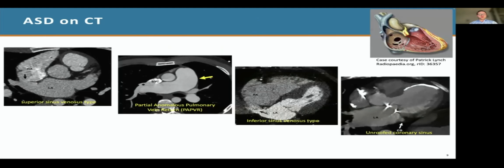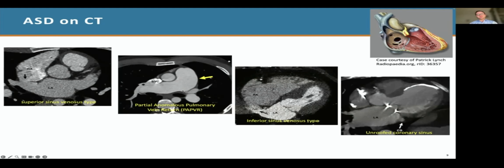So let's look at how different ASDs look on cardiac CT. On the left, you can see the superior sinus venosus type with a large defect in the posterior superior portion of the atrial septum. These ASDs are often associated with partial anomalous pulmonary vein returns, as you can see on the next image right here. Here, you can also see the very large pulmonary arteries.